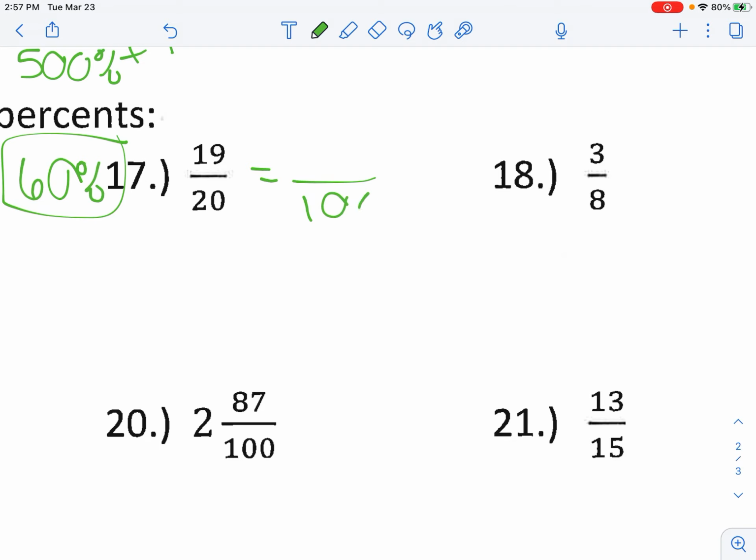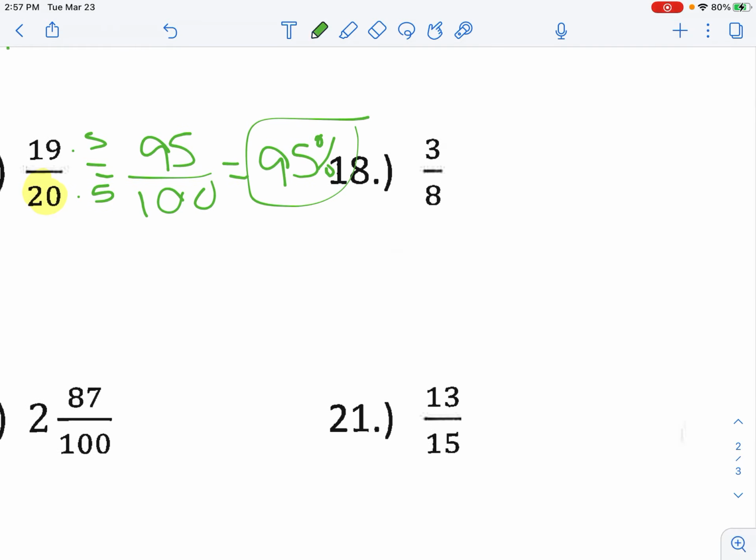A percent is out of 100, so check your denominator. 20 is a factor of 100, so I'm going to do 20 times 5 and 19 times 5. That gets me to 95 hundredths, and that equals 95%.